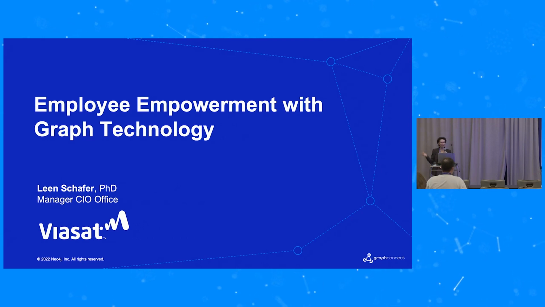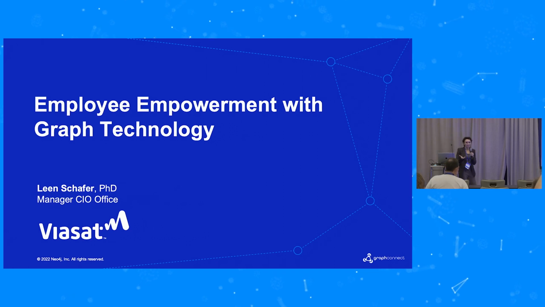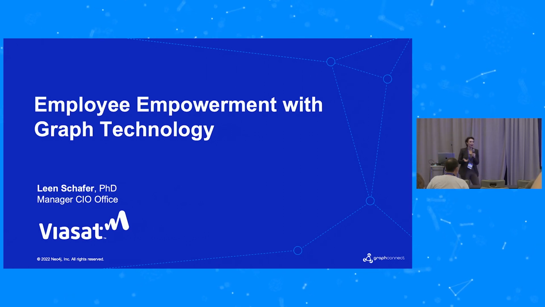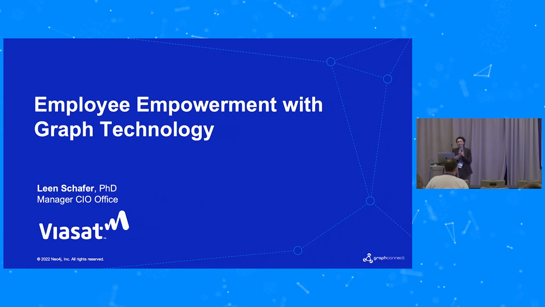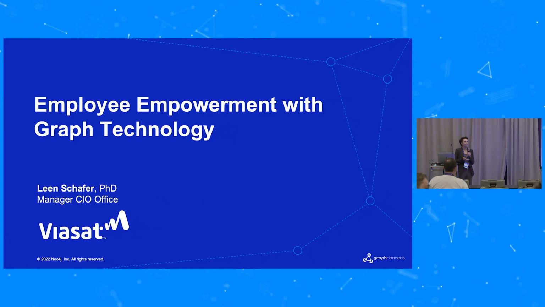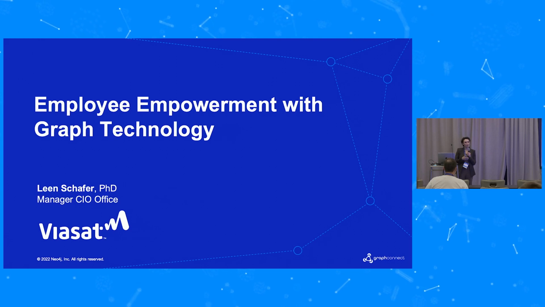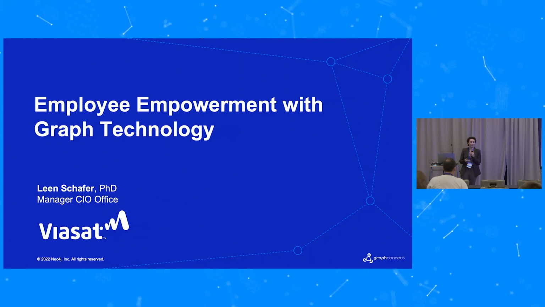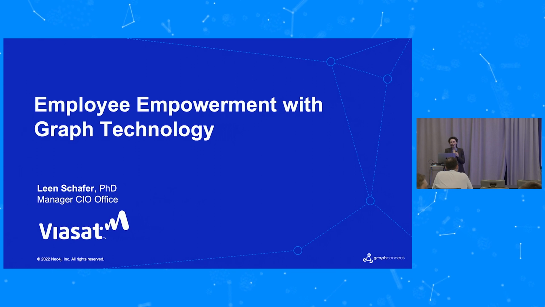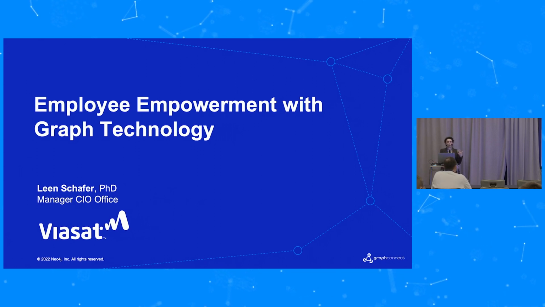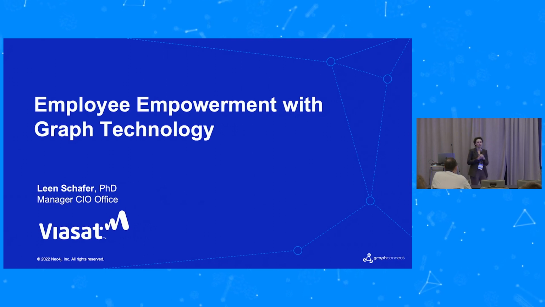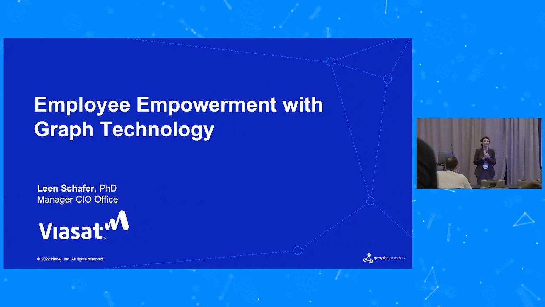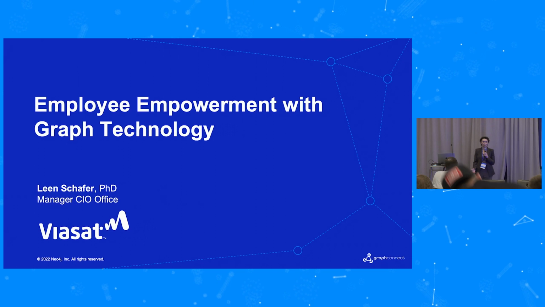I'm Leen Schafer. My title is Manager of CIO Office. What that means is that I'm the Chief of Staff for CIO. And I also function as a technical product owner for a product called Compass that I'm going to talk to you about today. And I'm also responsible for setting some of the vision around our digital transformation. A big part of that is employee enablement.